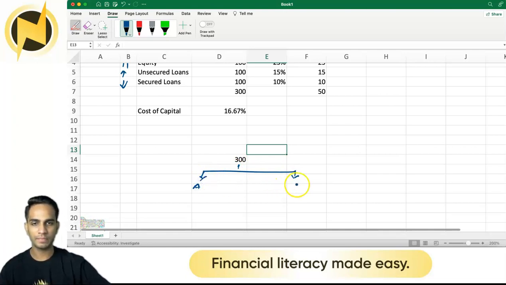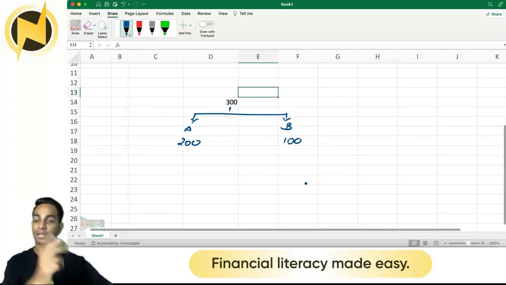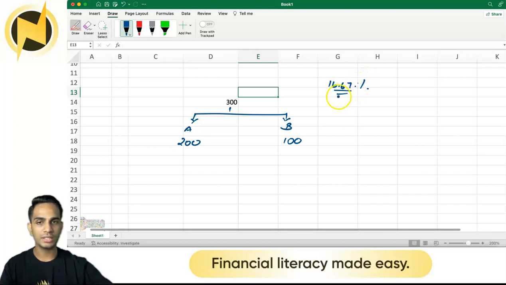Department A, B, let it be two departments. For department A, they are giving 200 and for department B, they are giving 100 lakhs. Now, the company knows that their target cost of capital is 16.67%. So it goes without saying that departments A and B will have to collectively make equal or more than 16.67% so that the company can meet the expectation of the investors.